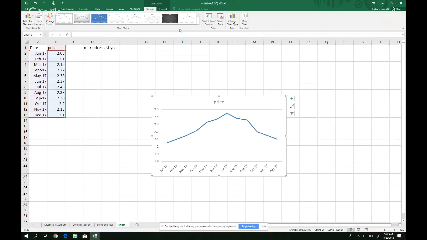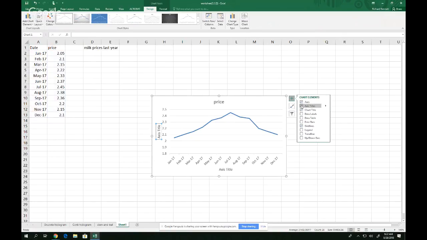Now, what else do I need to do to make this a good graph? Add labels. How do I do that? We can click on the green plus sign here. Axis titles. What should I put over here?